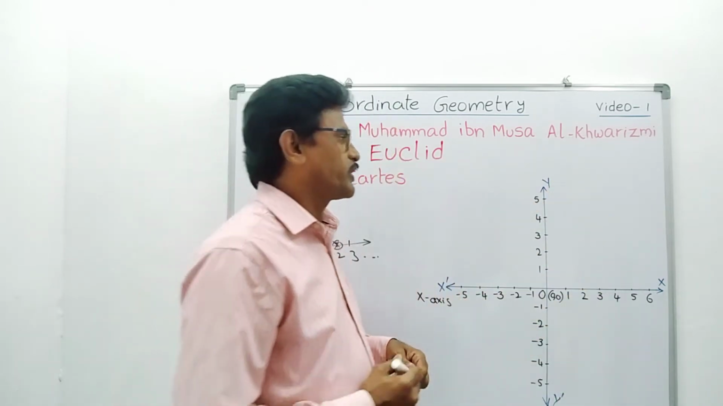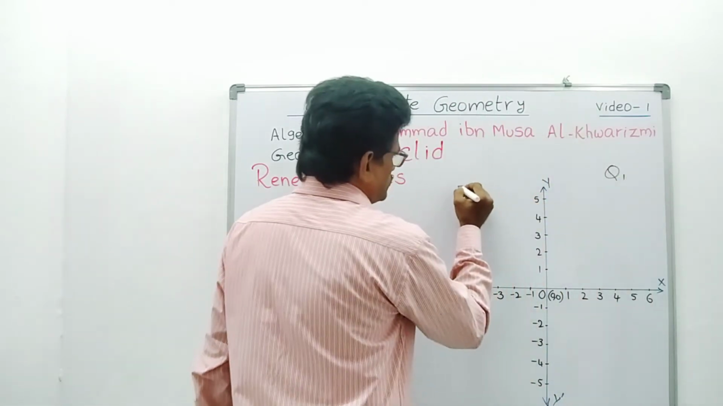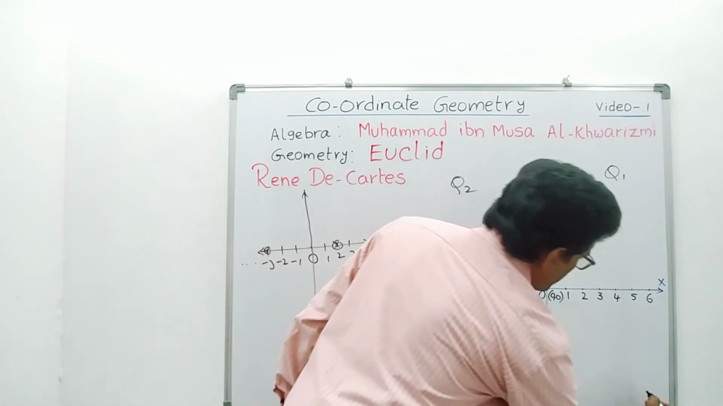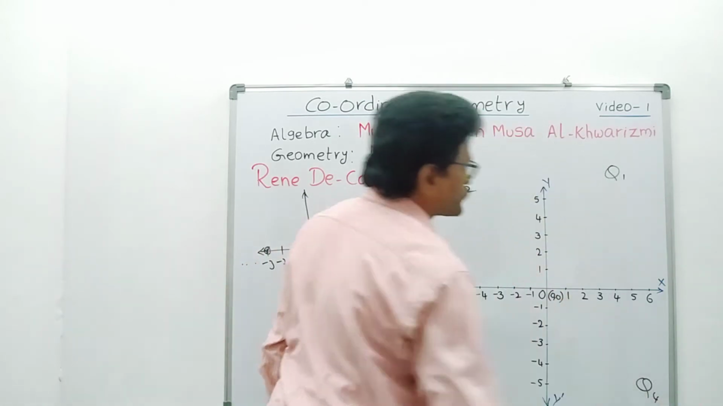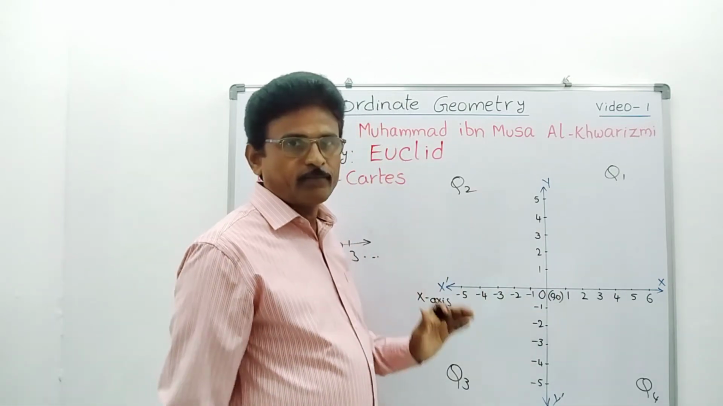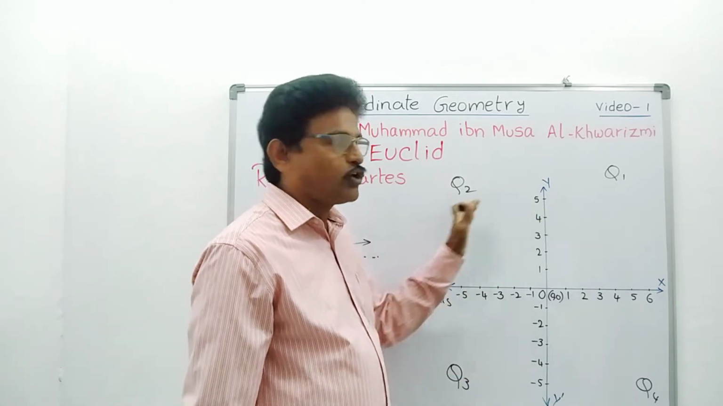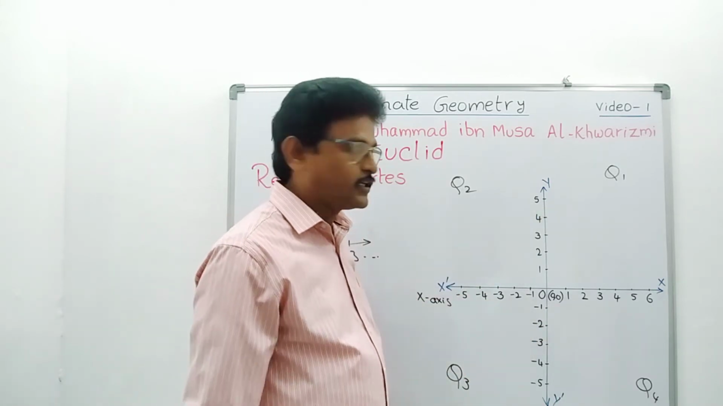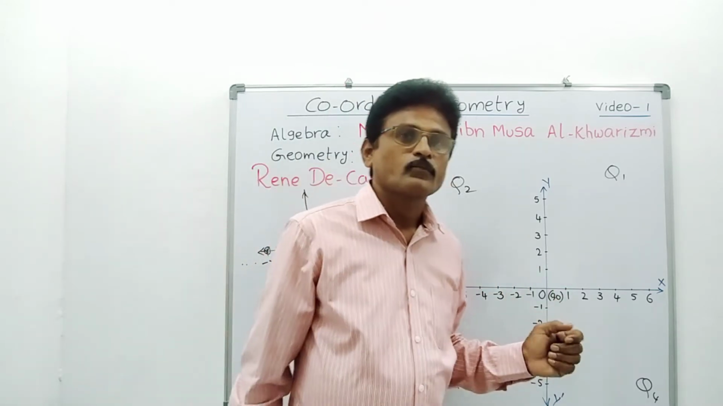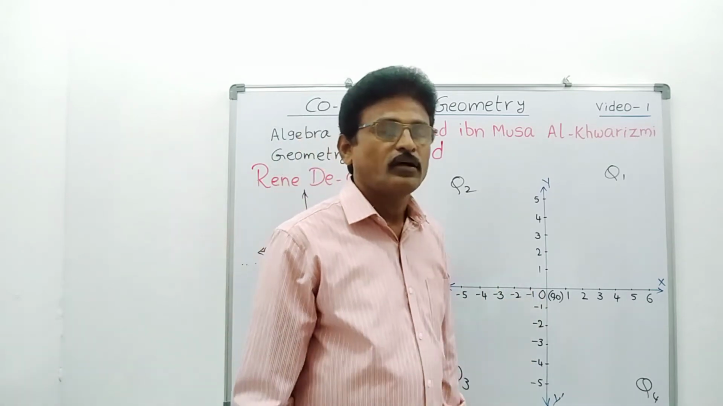Remember this, we will represent the first quadrant by Q1, this is the second one, Q2, this is Q3, and finally this is Q4. So the XY plane, the coordinate plane, by drawing the x-axis and y-axis, is divided into four quadrants, right? The intersection point of the x-axis and y-axis is called the origin, right?